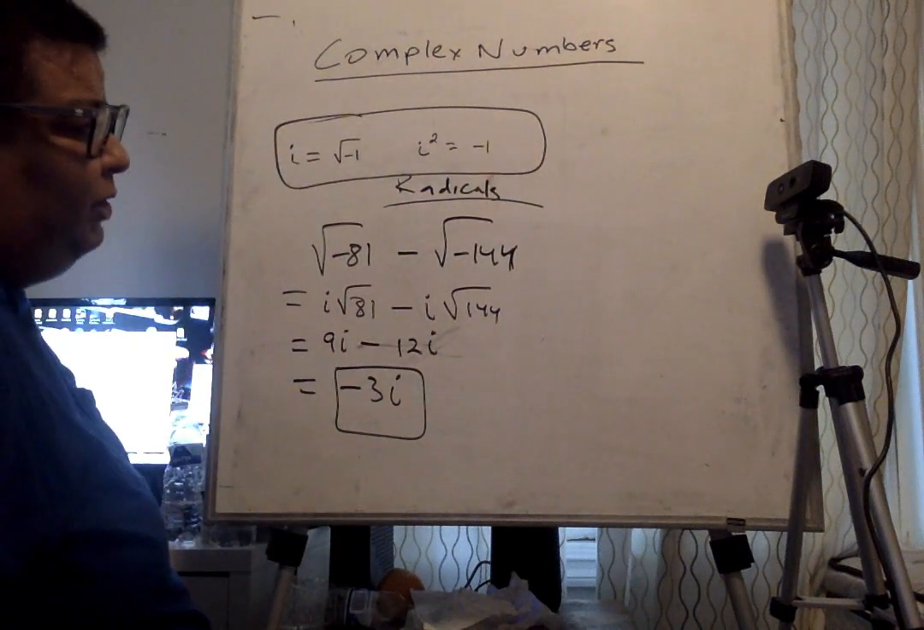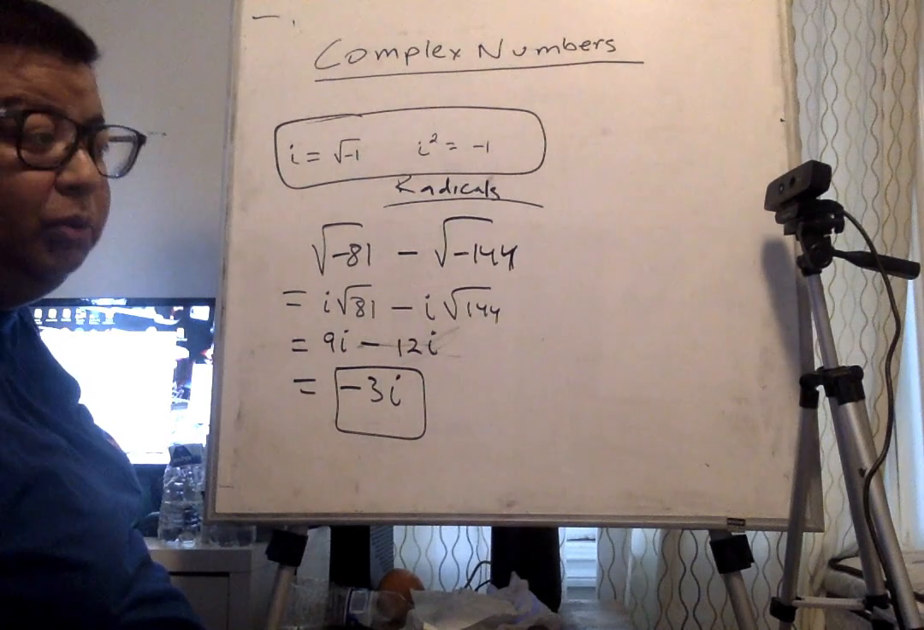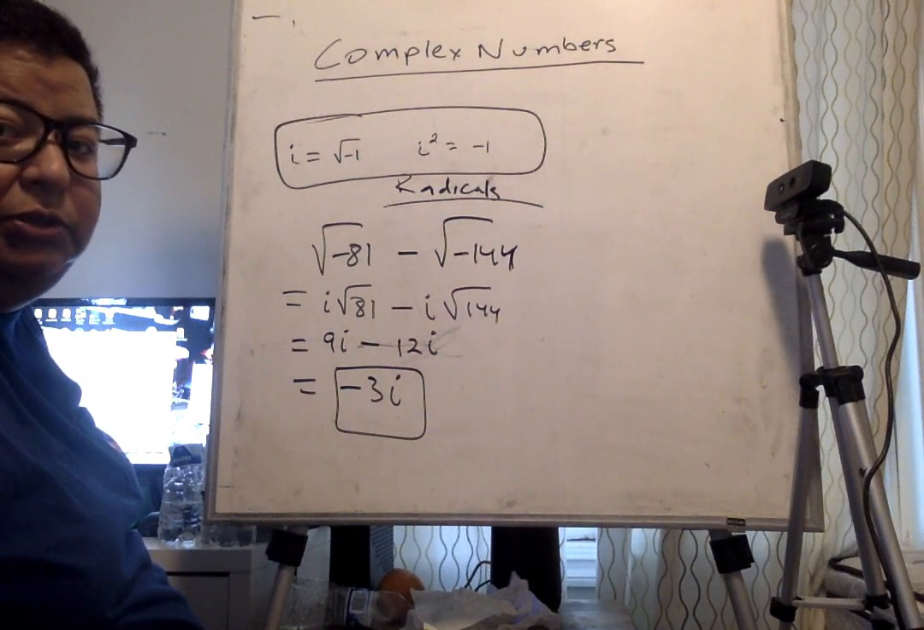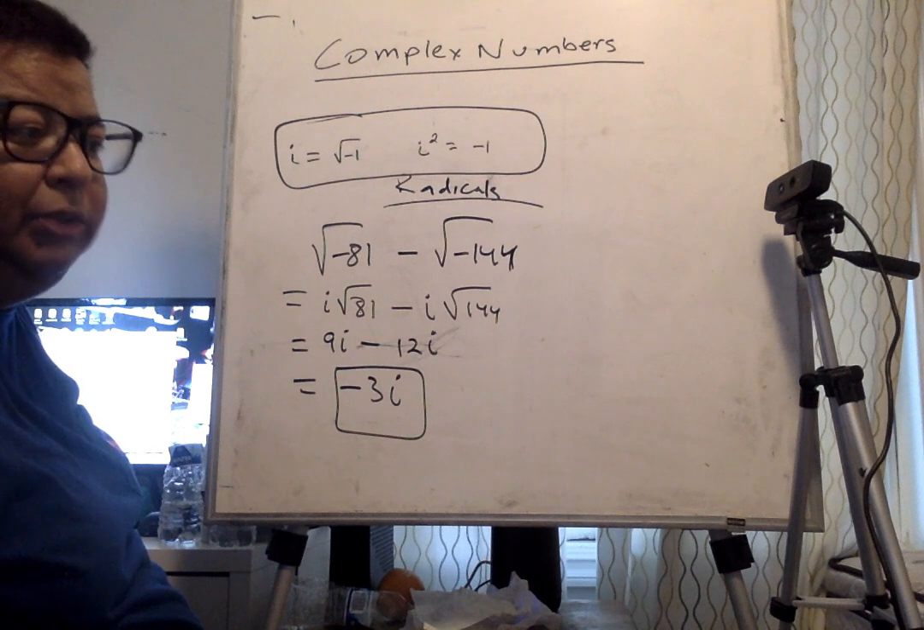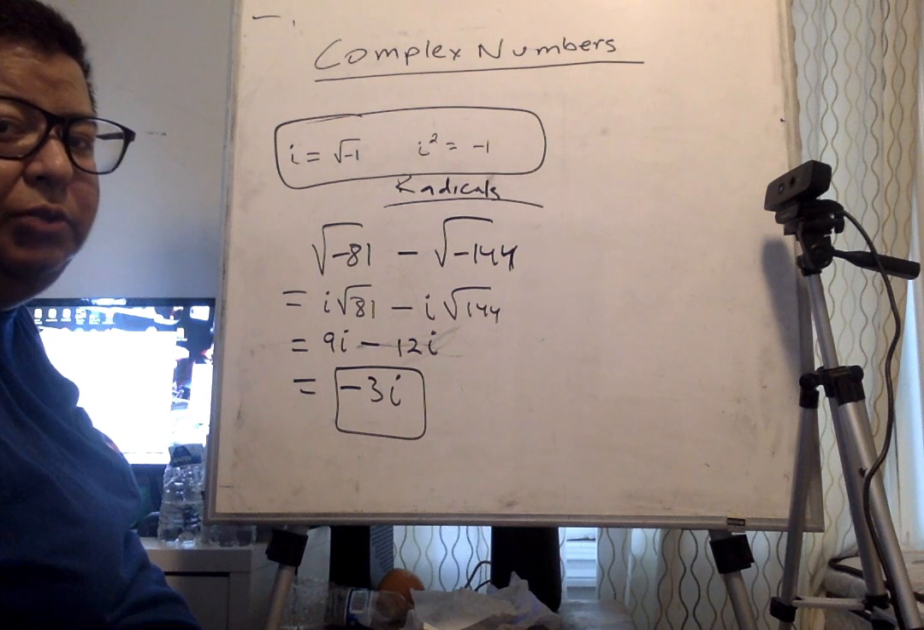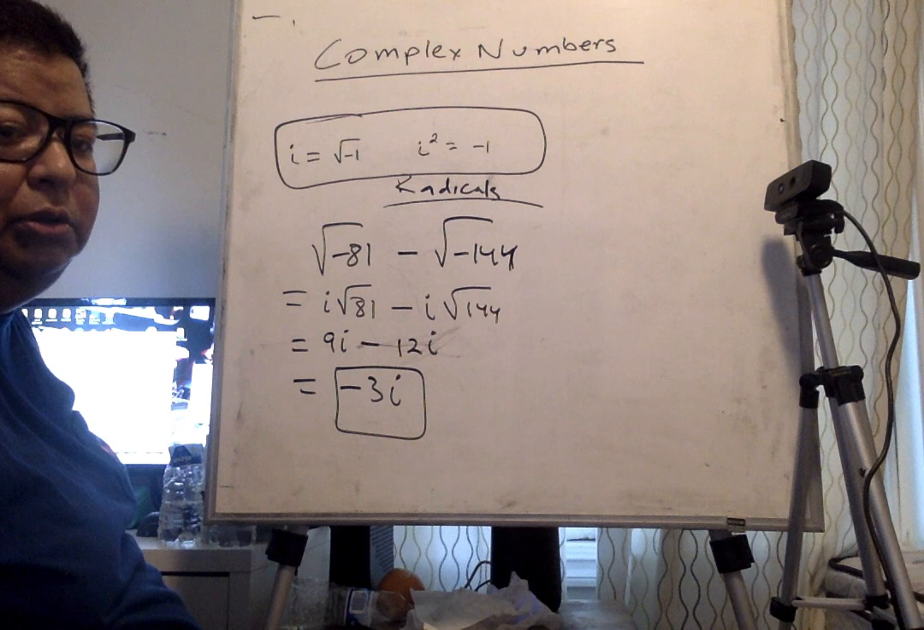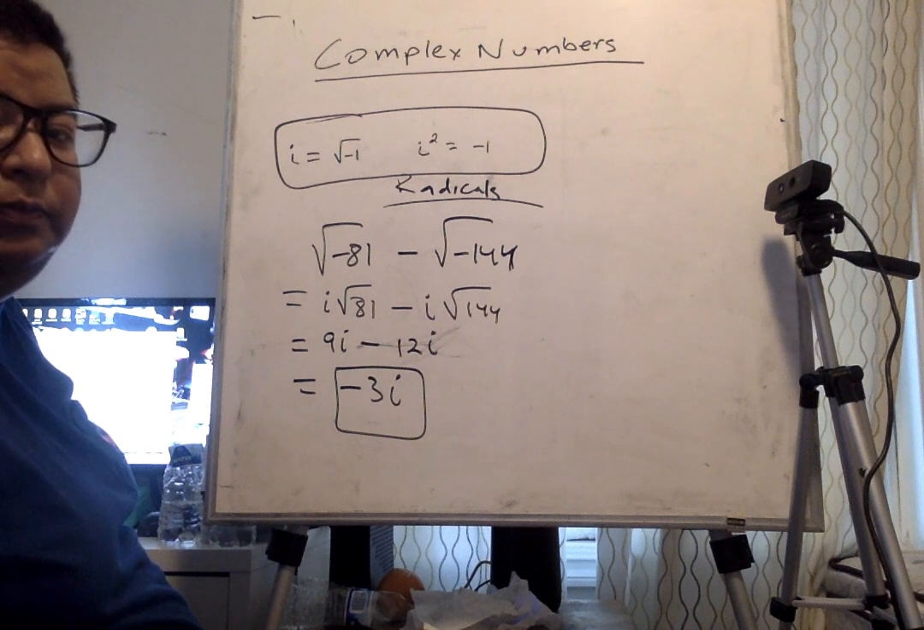So that's all for this video. We talked about complex numbers. We looked at addition, subtraction, multiplication, and finally we worked with radicals. So those are the basic complex operations that we have to add to our repertoire.